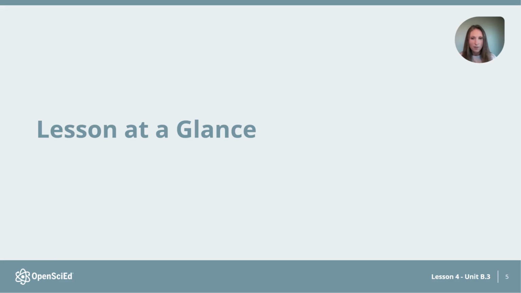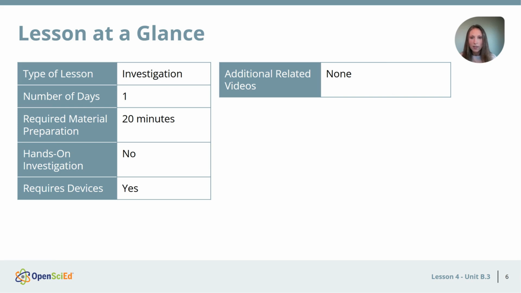Now for Lesson 4. Lesson 4 takes one class period. It involves using a computer simulation to investigate different rates of cancer. The 20 minutes of material preparation listed here is to make copies of handouts. Because we are using a computer simulation, students will need their individual devices. The teacher edition suggests one device per pair of students, but my students enjoyed running their own simulations on their own devices.